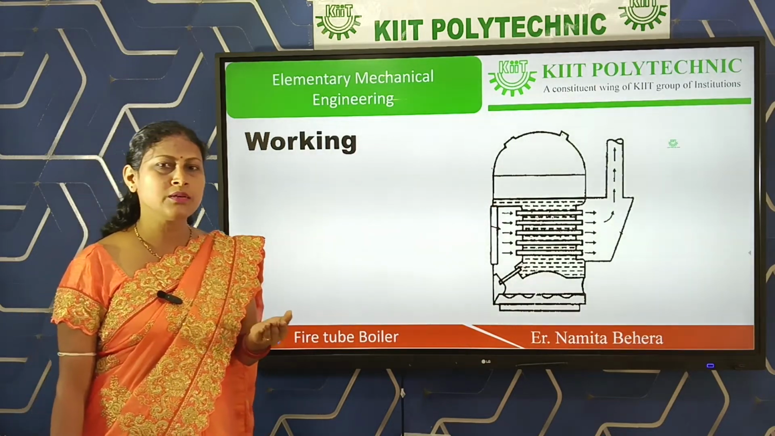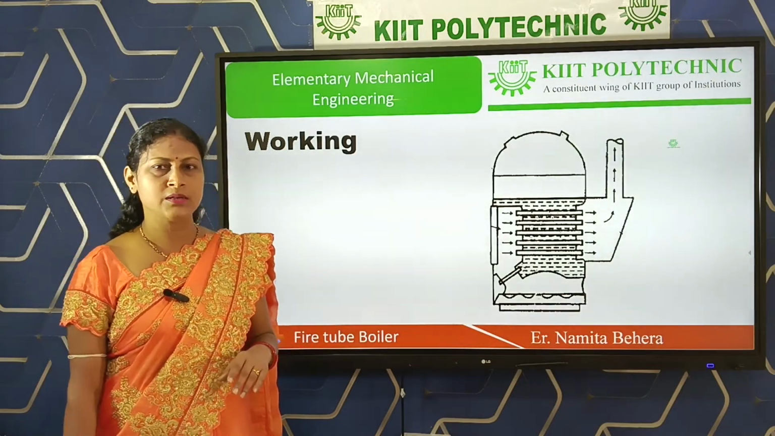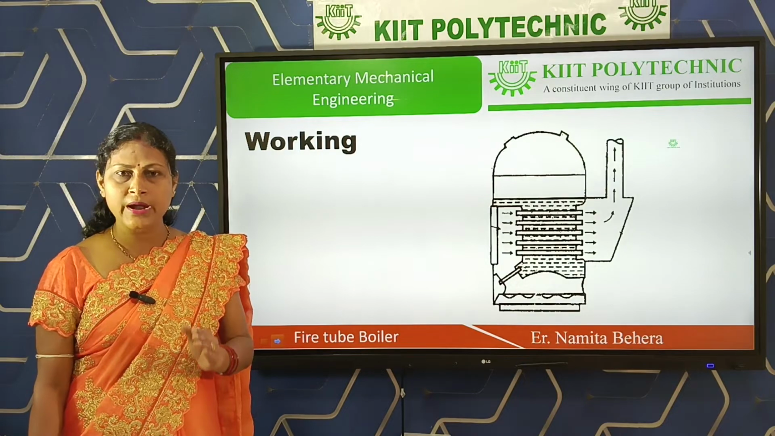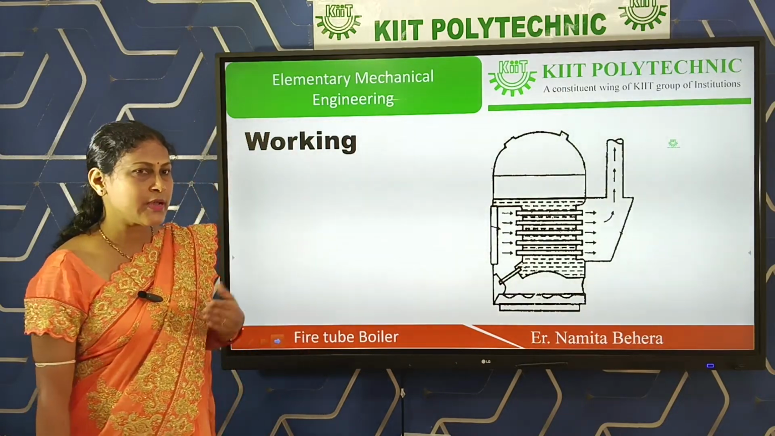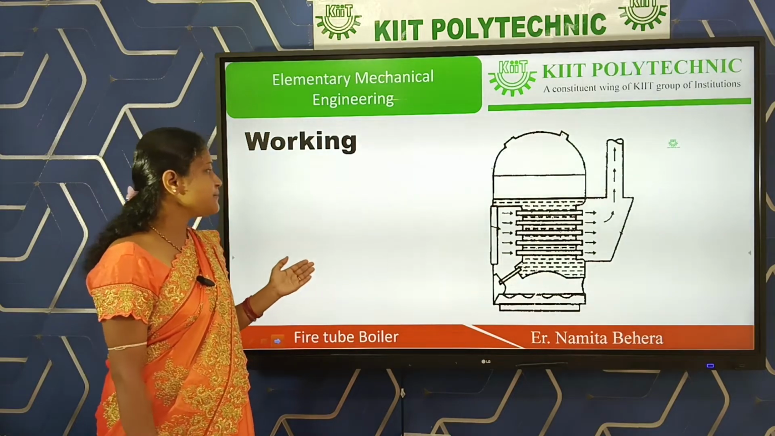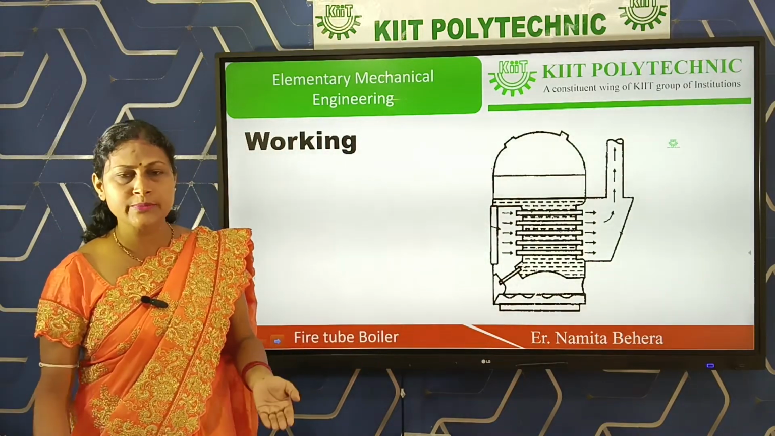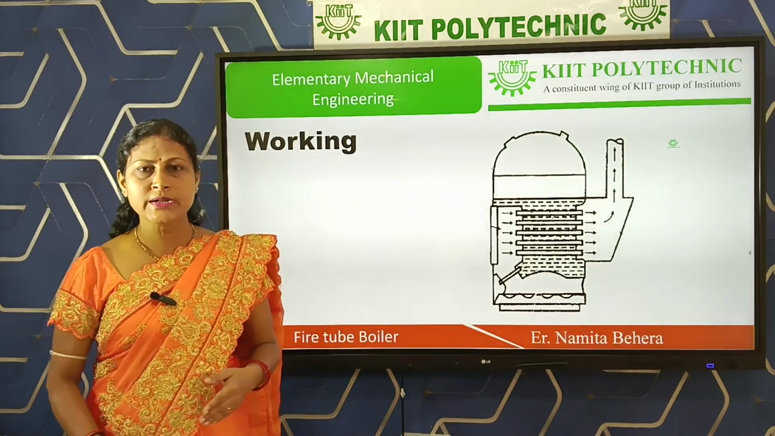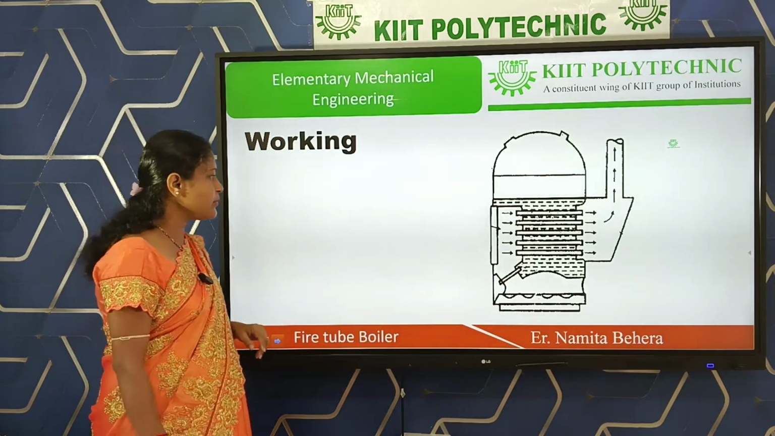Why is it called multitubular? Because a number of horizontal fire tubes are there, so it is called multitubular. Another characteristic is the cylindrical shape, because a cylindrical shape gives the maximum strength to withstand the pressure of the steam inside the boiler. So what are the working principles of the Cochran boiler?